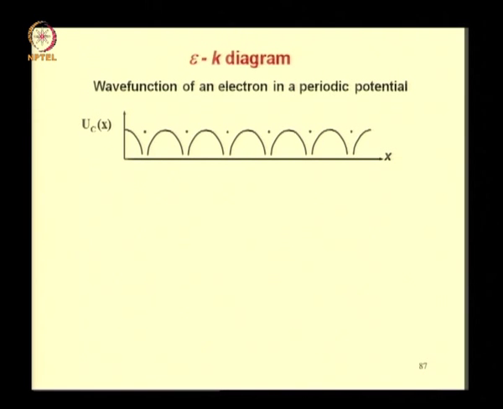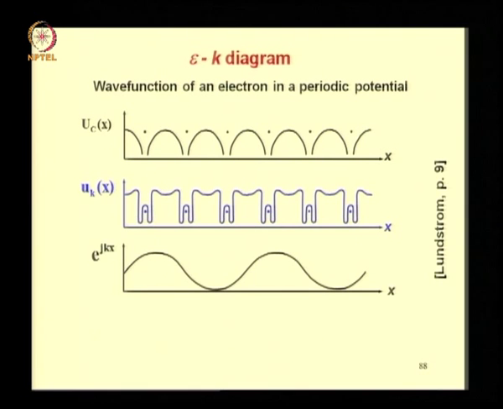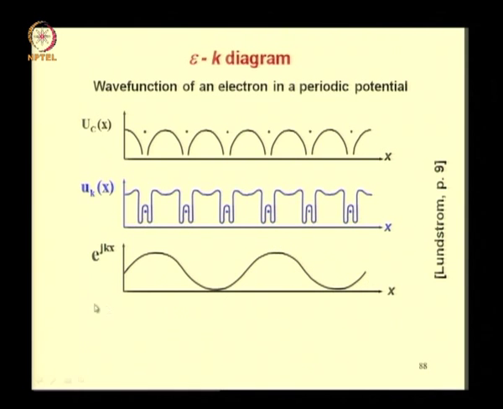So, if U_C(x) is periodic having a shape as shown here, then u of x has a shape something like this. The points here indicate the location of the atoms in the crystal. e power j k x, on the other hand, is like a sinusoidally varying function. You can take either the real part or the imaginary part.